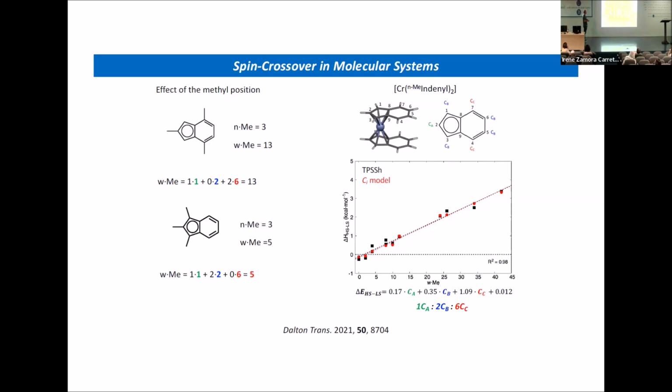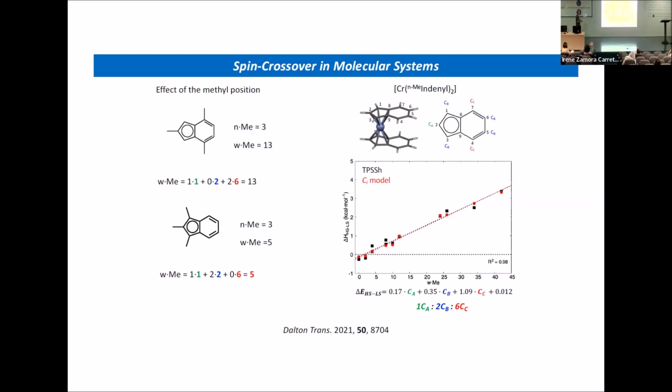We have the carbon A, of which there is only one type in this position, carbon B, which are those carbons here, and carbon C here. And the ratio, the different weight between these positions, is that placing a methyl group in the A position or placing a methyl group in the C position has a 6-fold effect with respect to putting it in the 1 position. Or if you put it in the B position, you have an effect twice as large as if you put it in the A position. So those are the different weights, that's the ratio that you have.